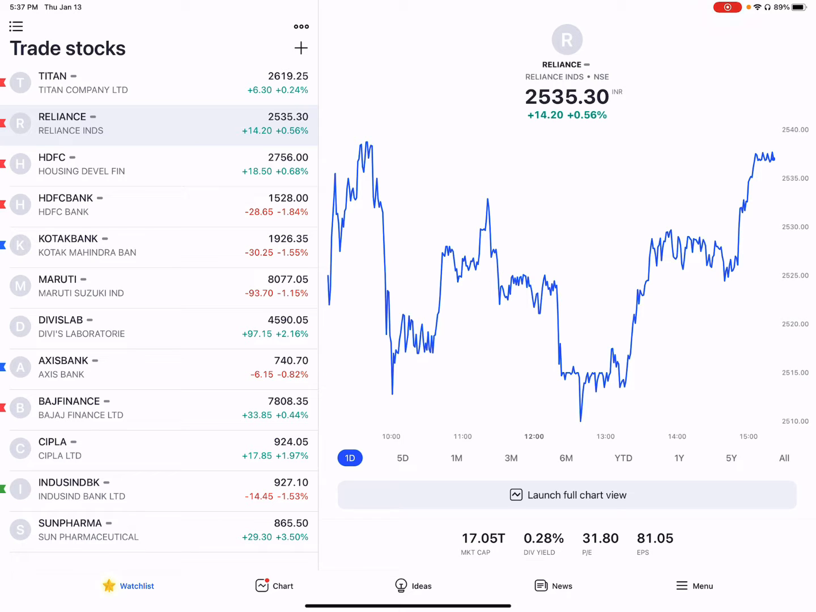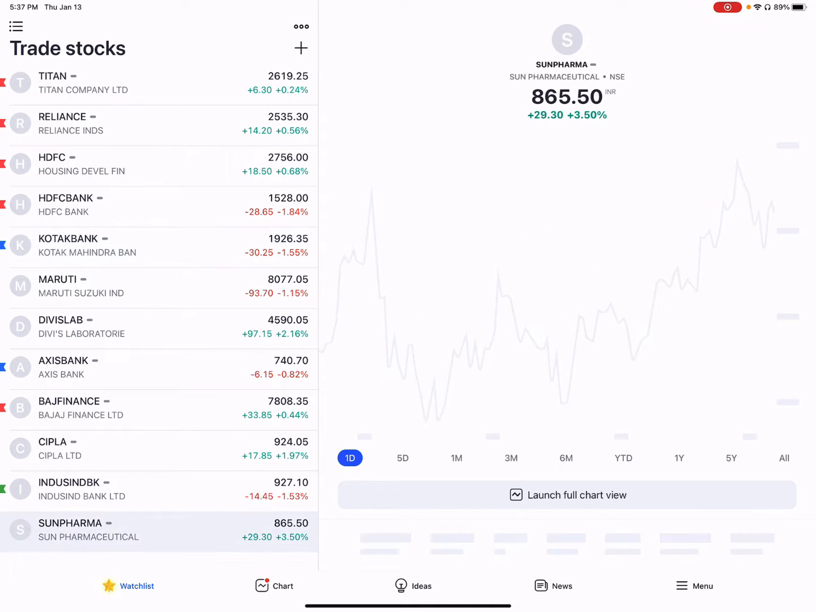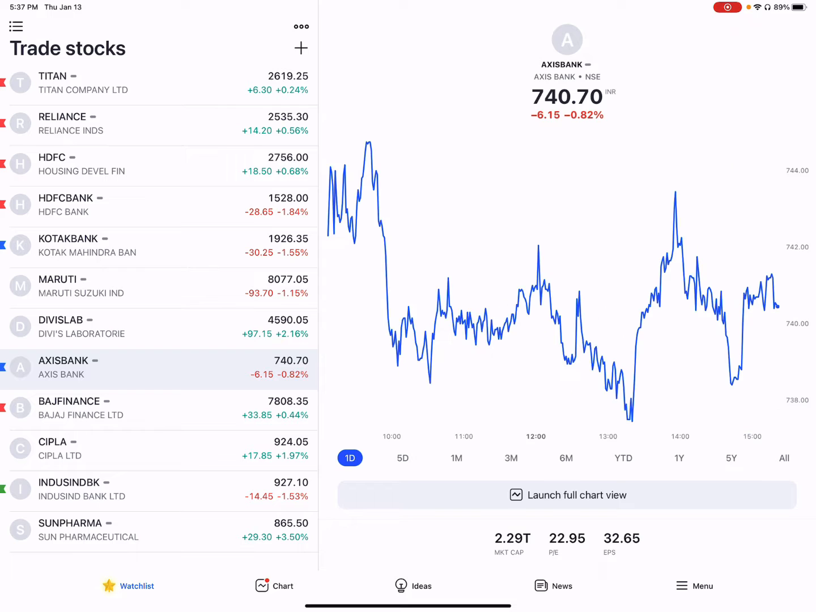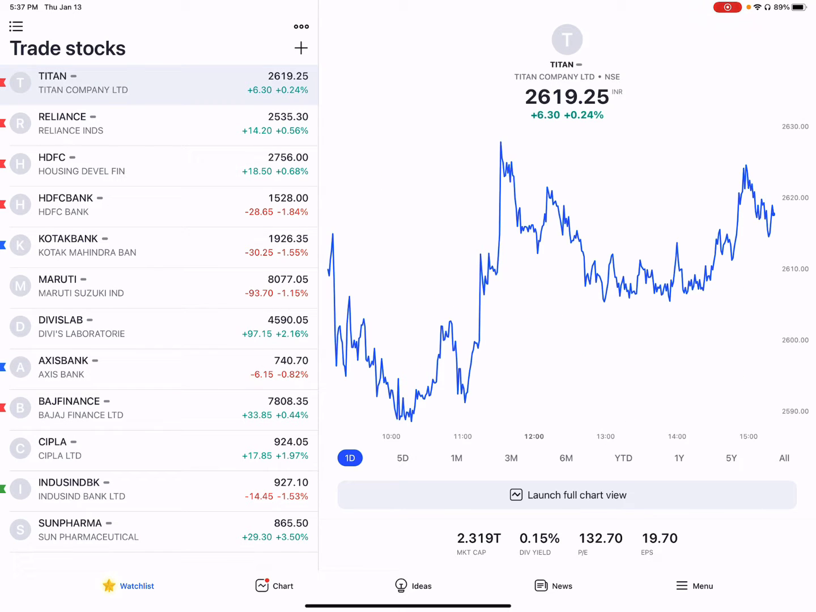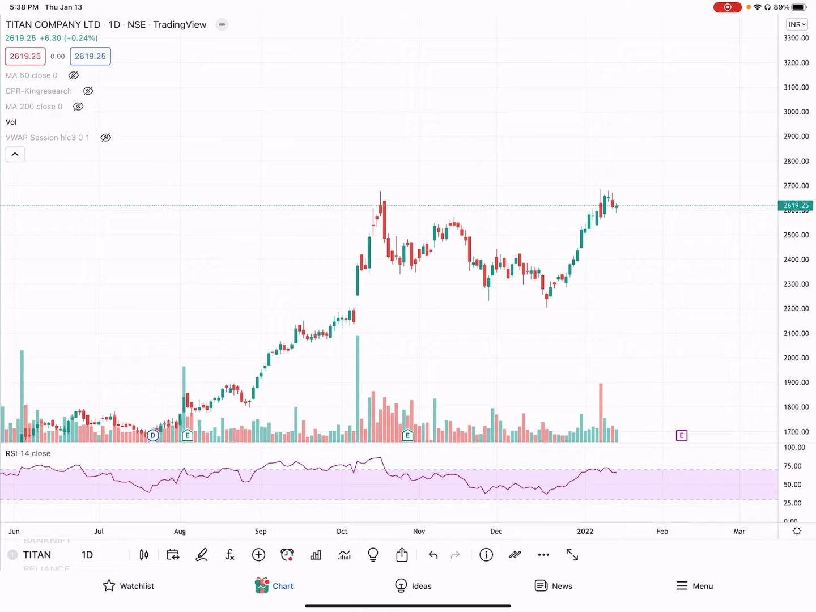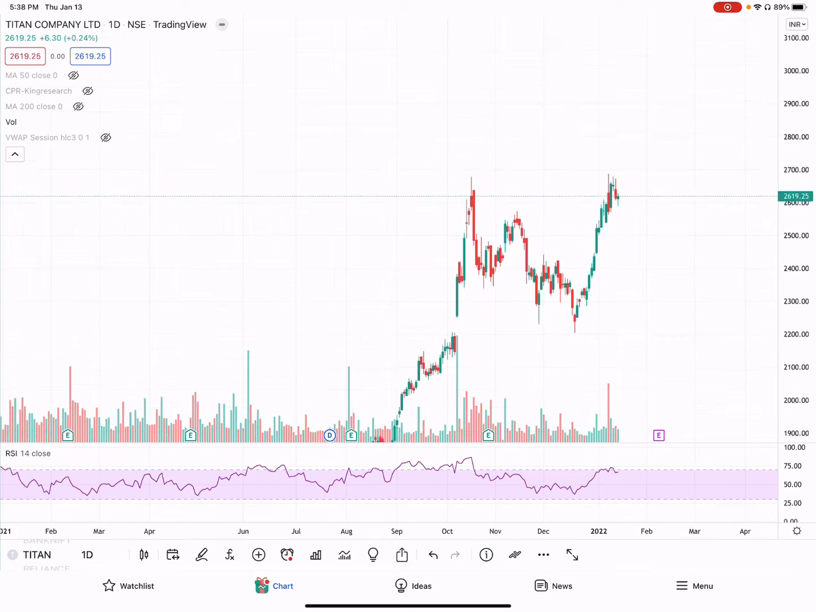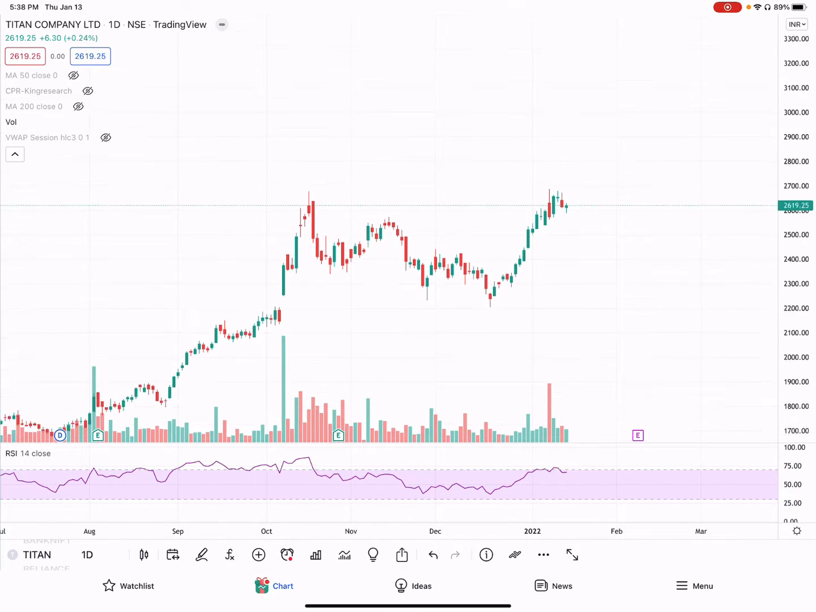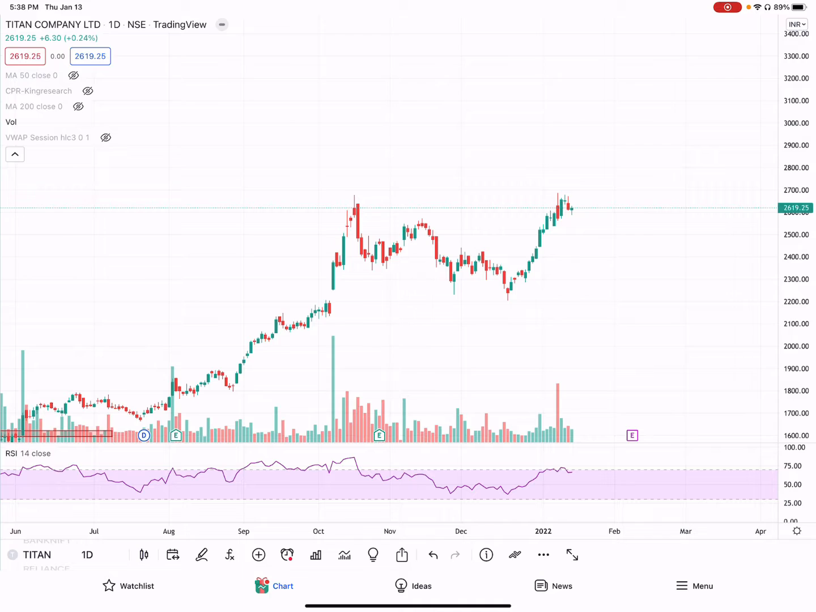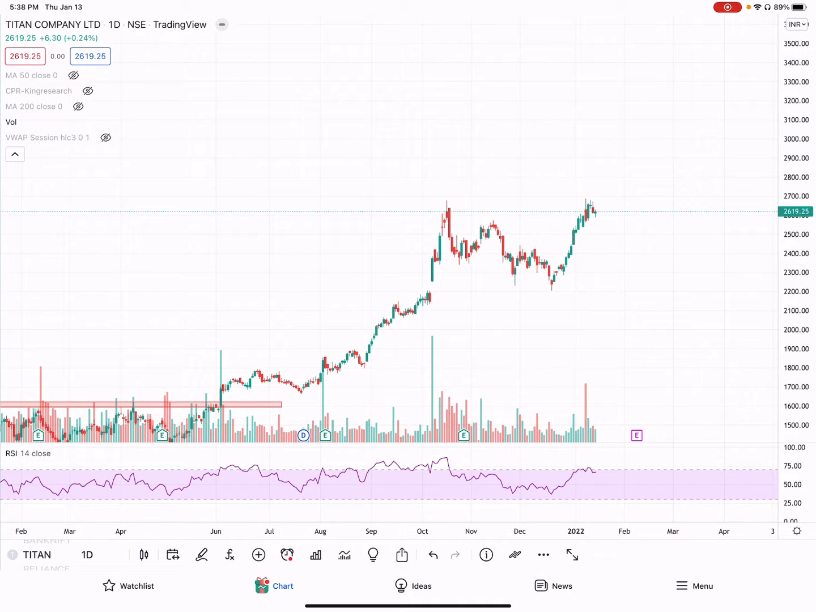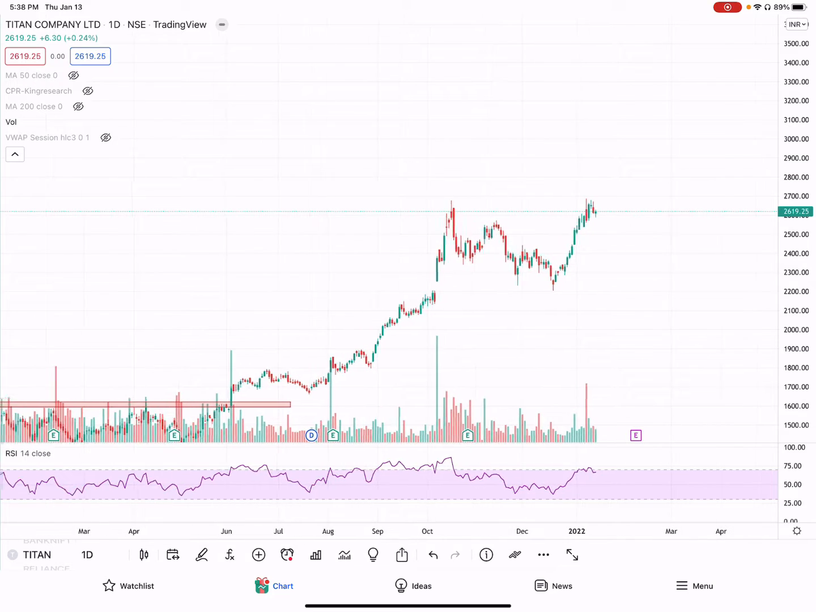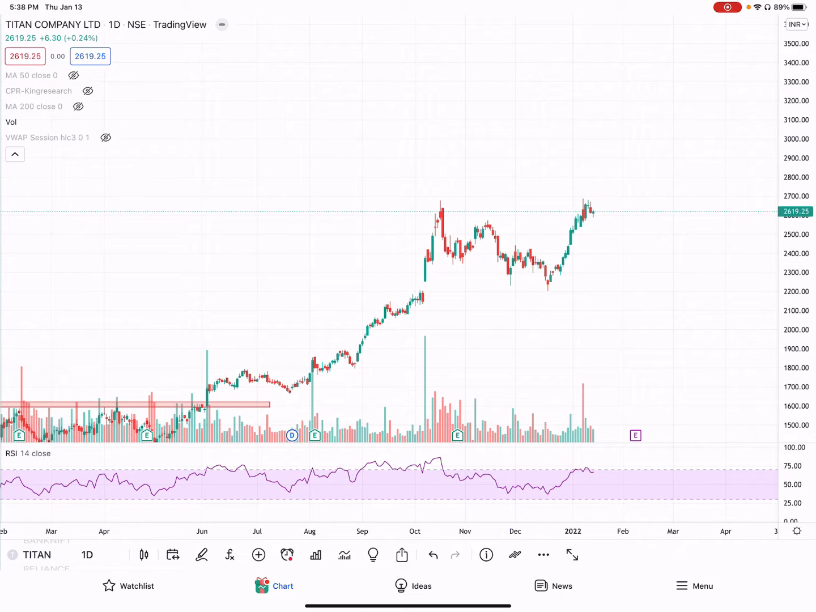Now let's dive into stocks, which are also known as equities. This is one famous stock, or equity, known as Titan. When we invest in a stock and when we trade a stock, we need to understand the price and the fundamentals of the stock. Fundamentals is a completely different topic.